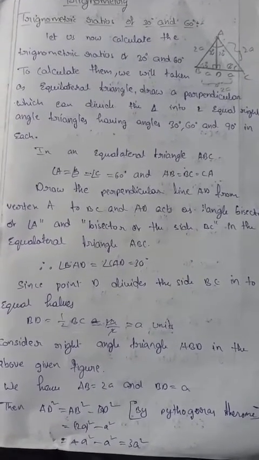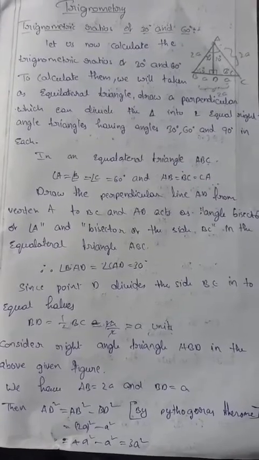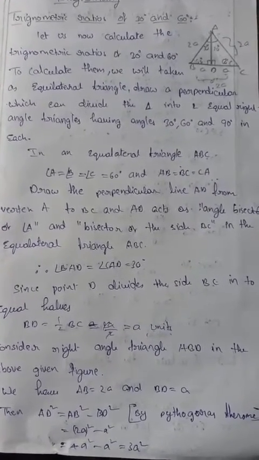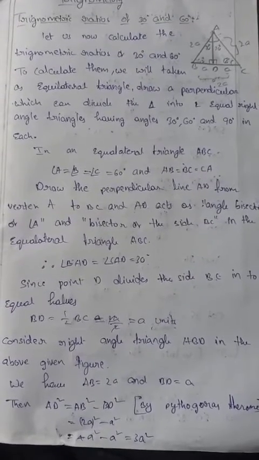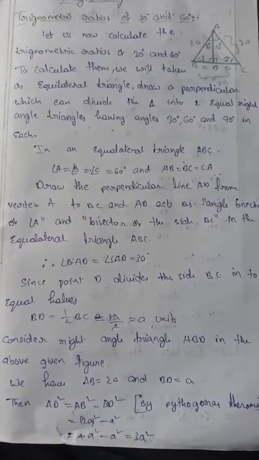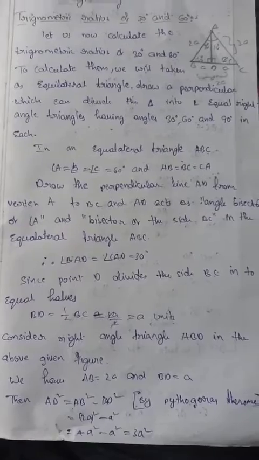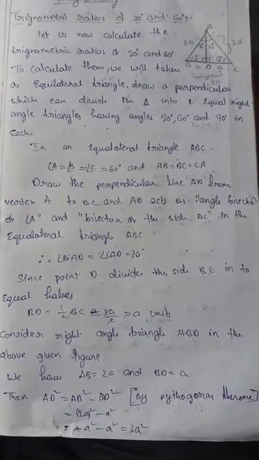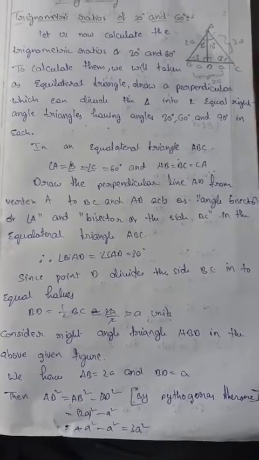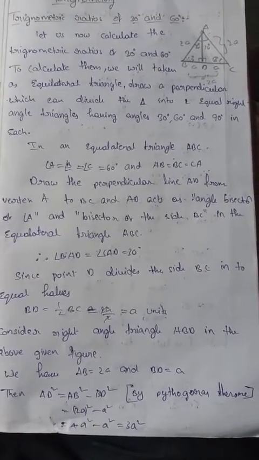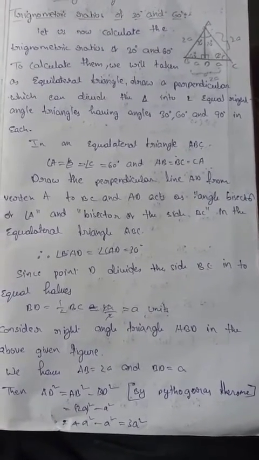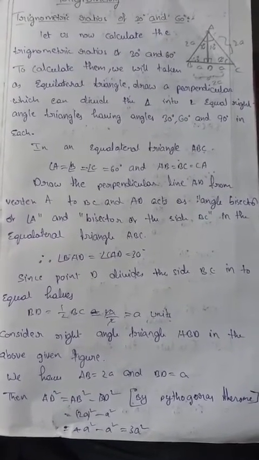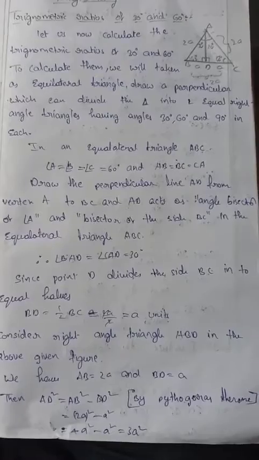And second paragraph: in an equilateral triangle ABC, angle A equal to angle B equal to angle C equal to 60 degrees and AB equal to BC equal to CA. Draw the perpendicular line AD from vertex A to BC and AD acts as angle bisector of angle A and bisector of side BC in the equilateral triangle ABC.